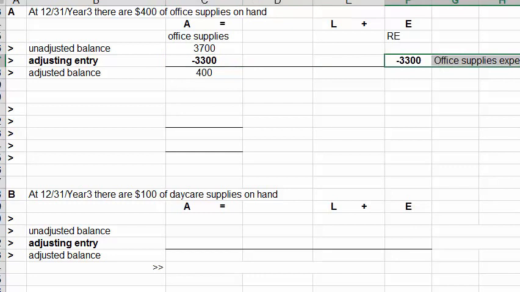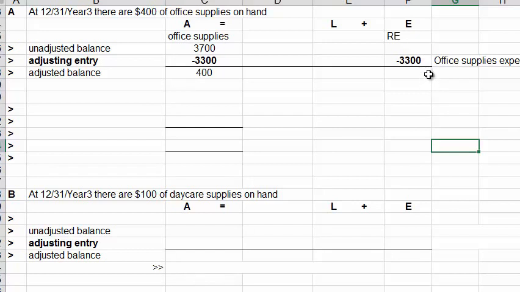So what hasn't been recorded here is the use of office supplies, or office supplies expense. So reduce assets by $3,300. Specifically, we're reducing the office supplies asset account and recording instead office supplies expense. We would say that the balance in the office supplies expense account is $3,300.